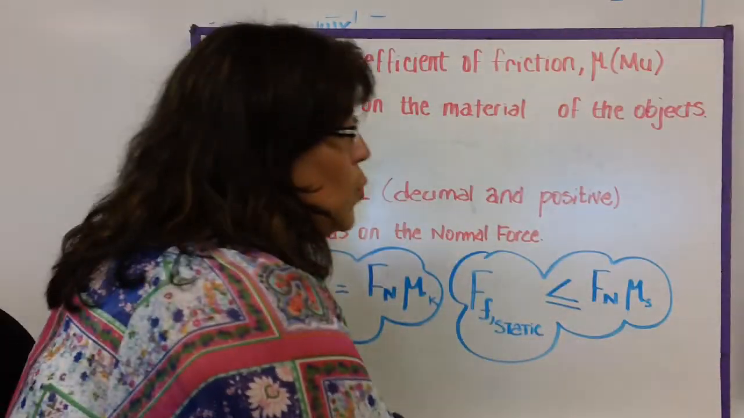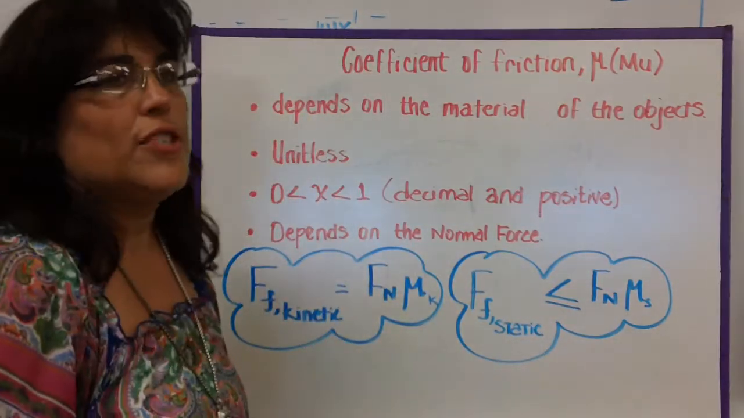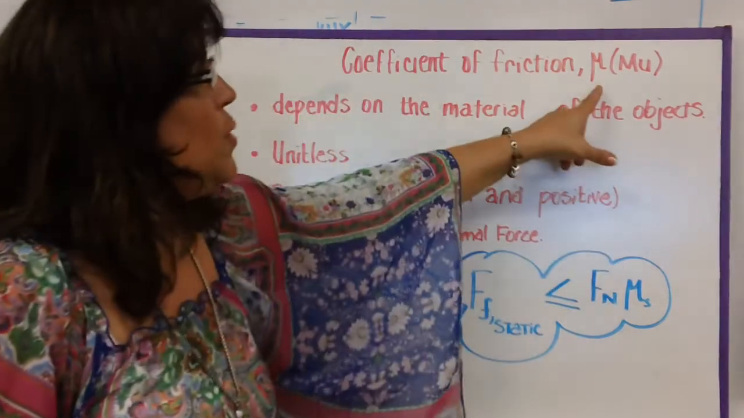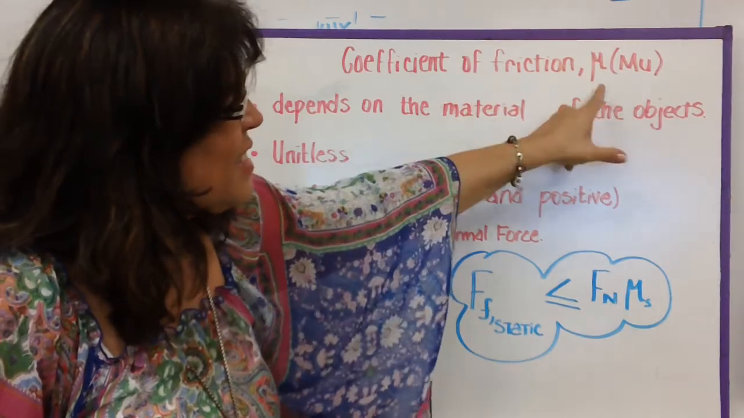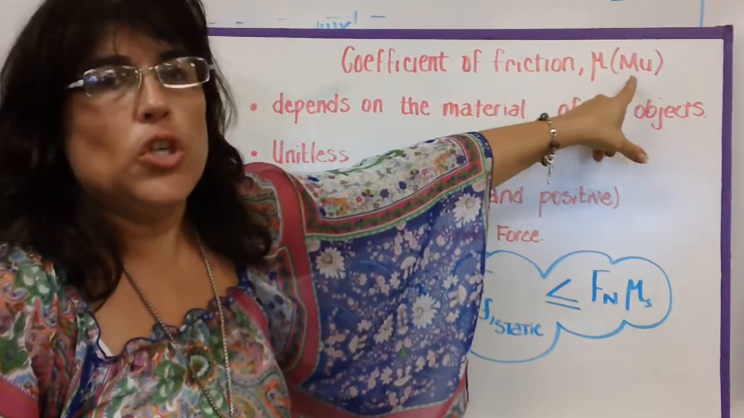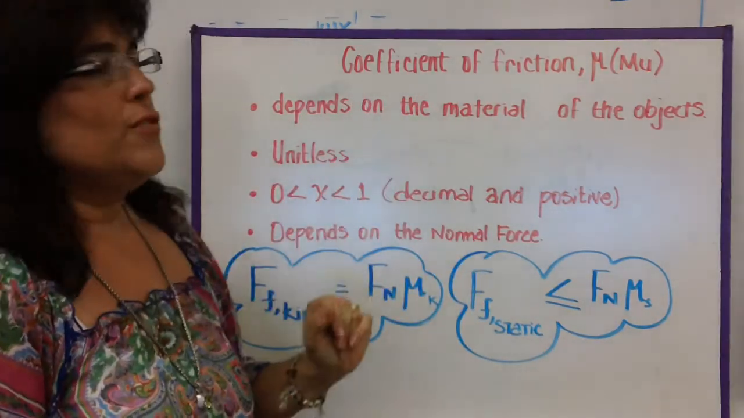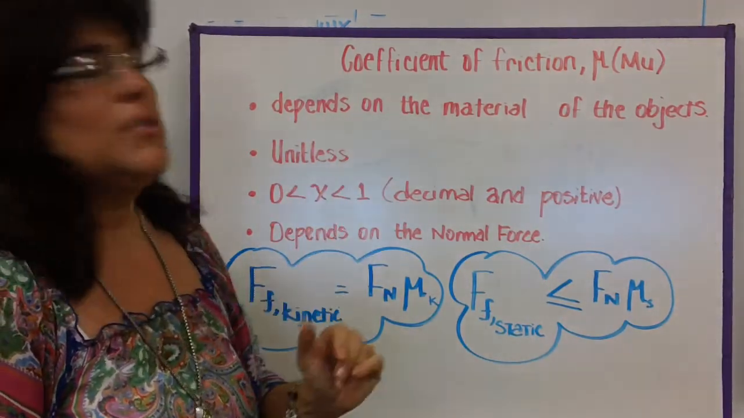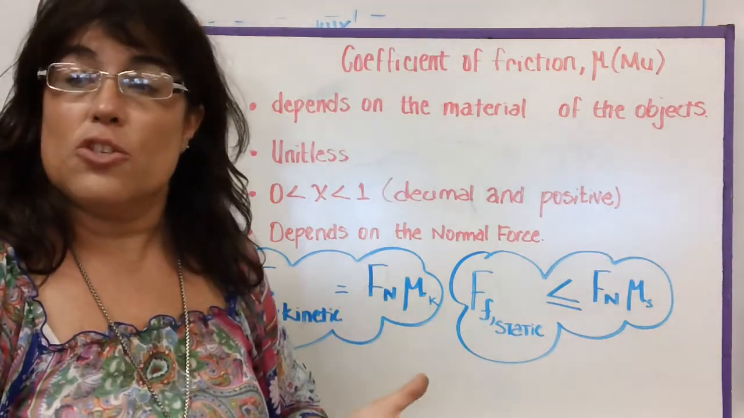Okay, so we're going to talk about what's called the coefficient of friction. We use a Greek letter mu, which is kind of like a cursive M. The coefficient of friction depends on the material of the objects. Now, it has to be two objects.